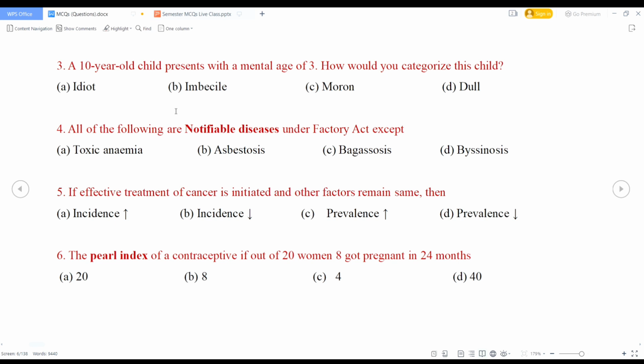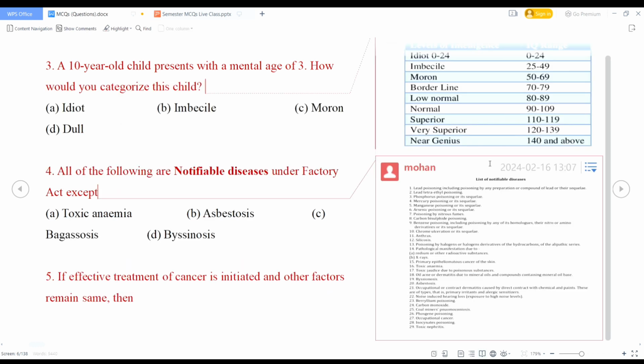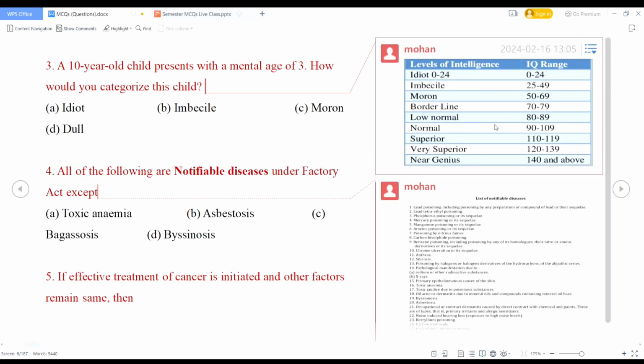So in which category will the child be classified or categorized? Please see the chart. Idiot means IQ 0 to 24 and imbecile means 25 to 49. Here the IQ of the child is 30. So the child is imbecile. Okay.